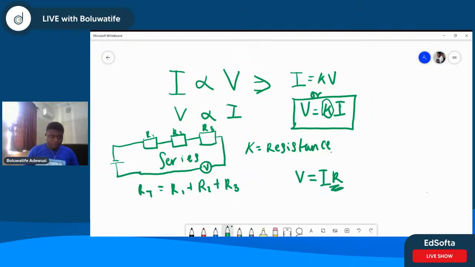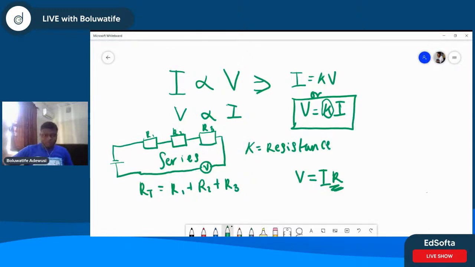That's how you calculate your resistance in series, R total.